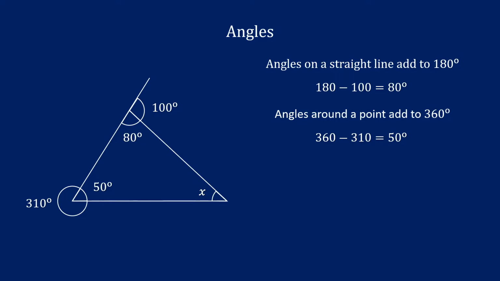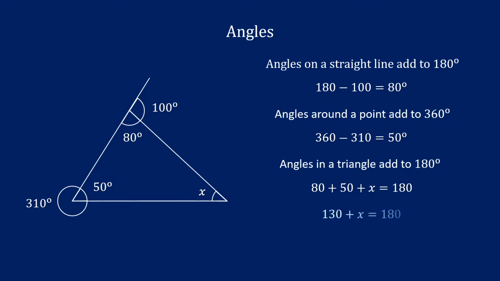Which angle fact can we use to find x? We're going to use angles in a triangle add to 180. Awesome. So that means that if I take my 80 and I add 50 and I add x, that has to equal 180. Cool? Collect like terms. 130 plus x is 180. Take away 130 from both sides. You get x equals 50.